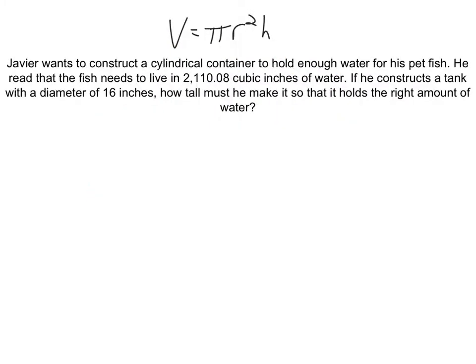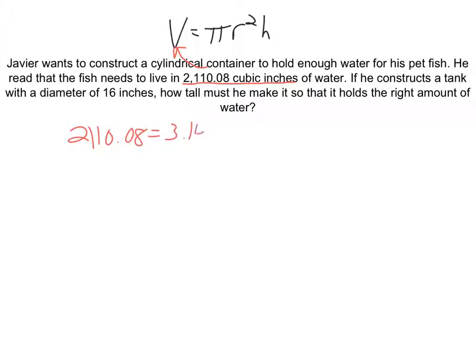So Javier wants to construct a cylindrical container to hold enough water for his pet fish. He read that the fish needs to live in 2,110.08 cubic inches of water. If he constructs a tank with a diameter of 16 inches, how tall must he make it so that it holds the right amount of water? So when they give you a number with cubic after it, that's going to go in for V. So my 2110.08 is going to go in for V.